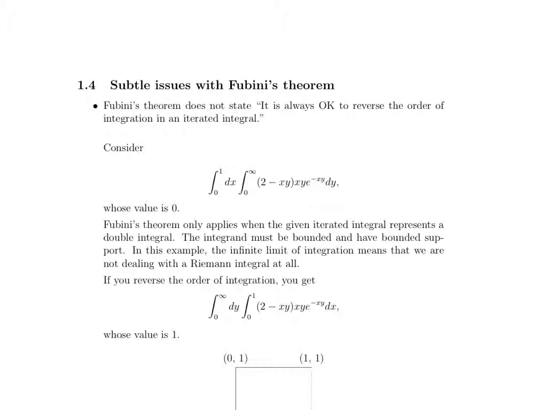So we can't apply Fubini's theorem. We can't just swap and say, oh, we can always reverse the order. The original double integral must be Riemann integrable itself. Let's take a look at another example.